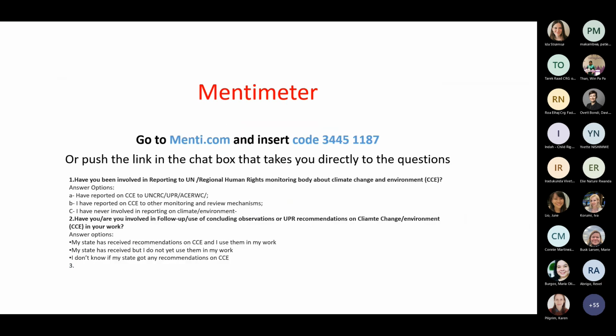So I just want to turn everybody to Mentimeter and call Rodina in so that she can guide you through. Rodina has prepared, if you go to menti.com, you insert this code, 3445, I don't know if Rodina, you are here, 1187. Yes, Laura, I'm here. Thank you, Rodina.